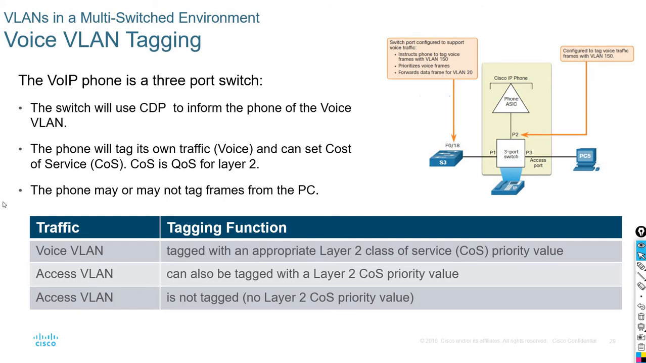So you can see the different traffic: voice traffic on the voice VLAN, and access VLAN traffic. The voice VLAN is tagged with the appropriate layer 2 class of service priority value, and the access VLAN can be tagged with a layer 2 COS priority value, or it is not tagged, with no layer 2 COS priority value here.